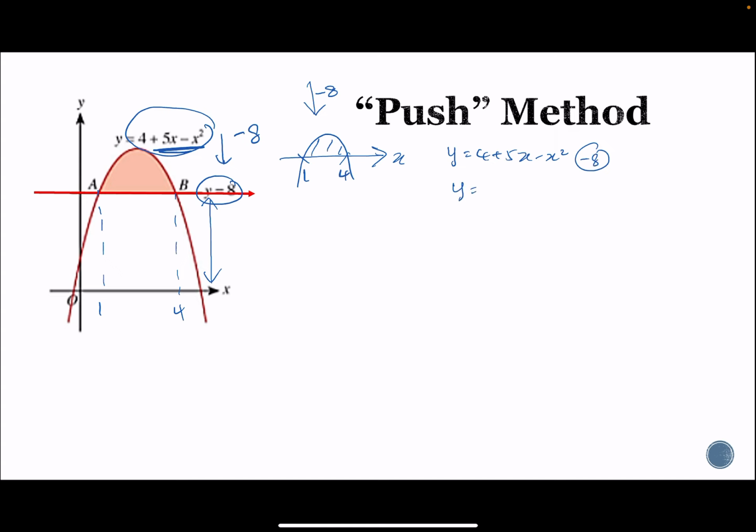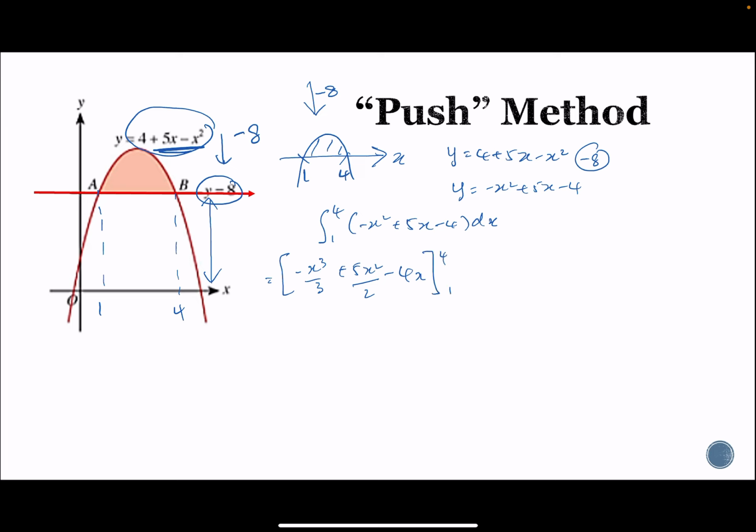So you're going to have it as negative x squared plus 5x minus 4. This is the one that you're going to use to integrate, all right? So you're going to integrate from 1 to 4, negative x squared plus 5x minus 4 dx. And then what you're going to get is negative x cubed over 3 plus 5x squared over 2 minus 4x. Now, earlier on, you got it differently, right? So you just have to be mindful that this is the new one that you have, okay?